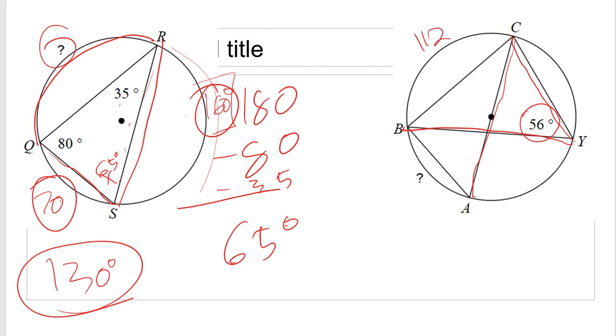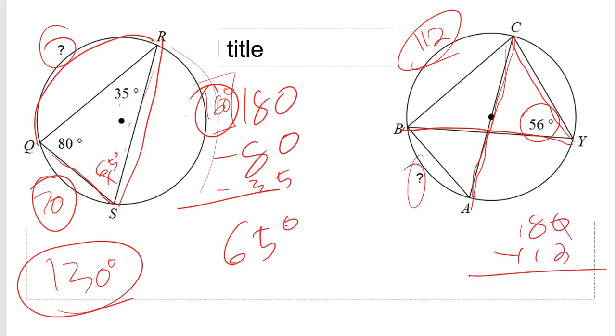Okay, so wait, let's go back to this diameter concept. If I do this, there's only two arcs to the left. There's a question mark and 112. If you remember, a semicircle has to add up to 180. So that means those have to add up to 180. So all I got to do is subtract. There's my answer, 68 degrees.